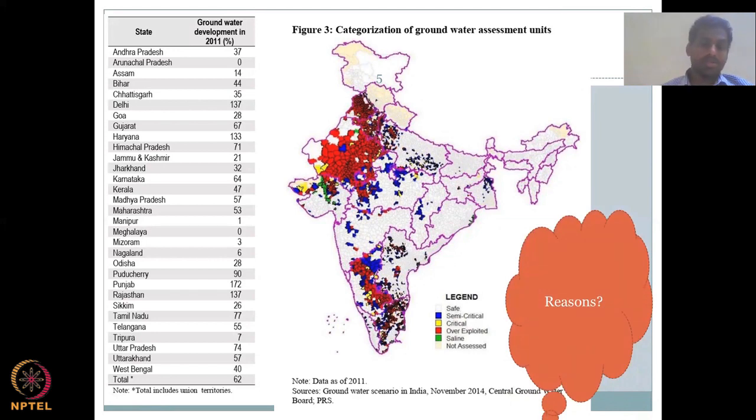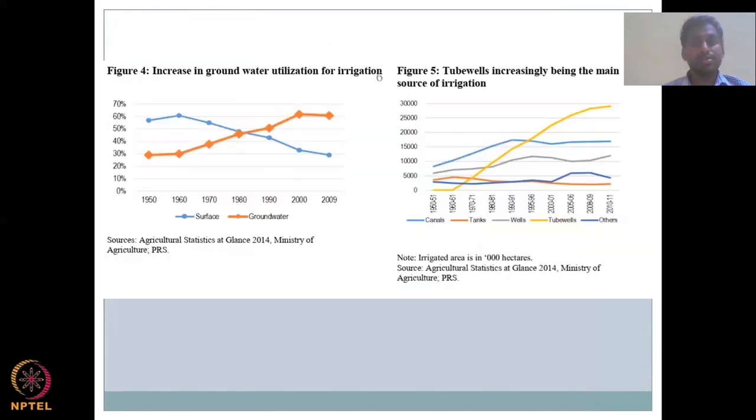Reasons. Okay, leave the urban reasons. Let's look at the big states and bigger blocks. What is the reason? It is agriculture. The utilization of groundwater for irrigation has tremendously increased over the years. If you look at the agricultural statistics 2014, the groundwater component in agriculture has increased from 30% to 60%, whereas surface water has come down to 30%. So almost they are exchanging their responsibilities. Now groundwater has been promoted as the key resource in those regions where surface water irrigation was happening.